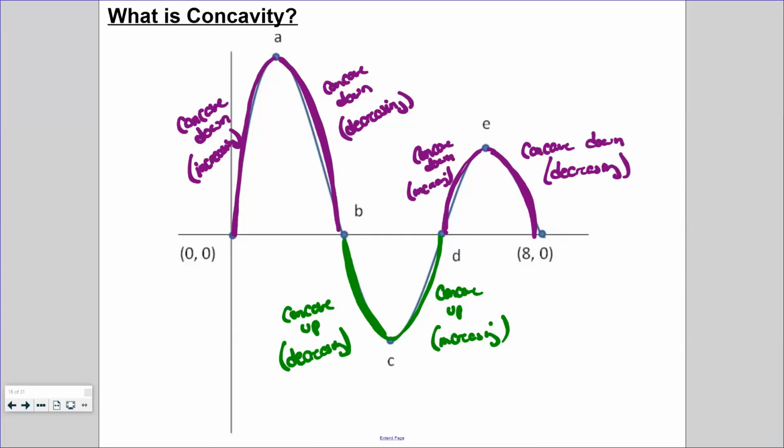All right, so hopefully we can see from the different colors, we have 3 intervals of concavity. 2 of those intervals are concave down. 1 of them is concave up.